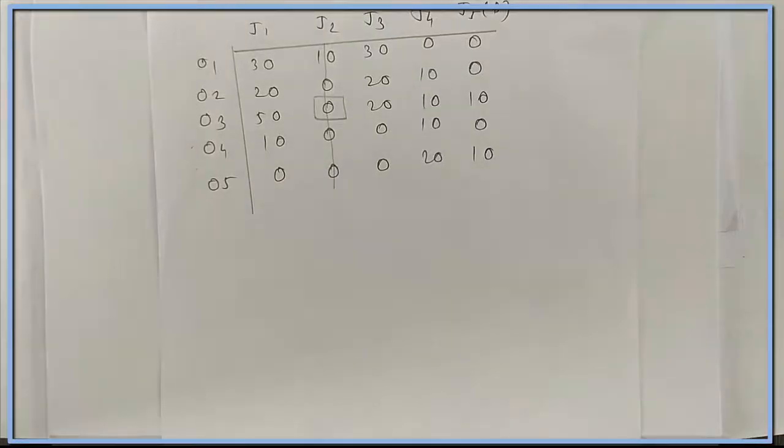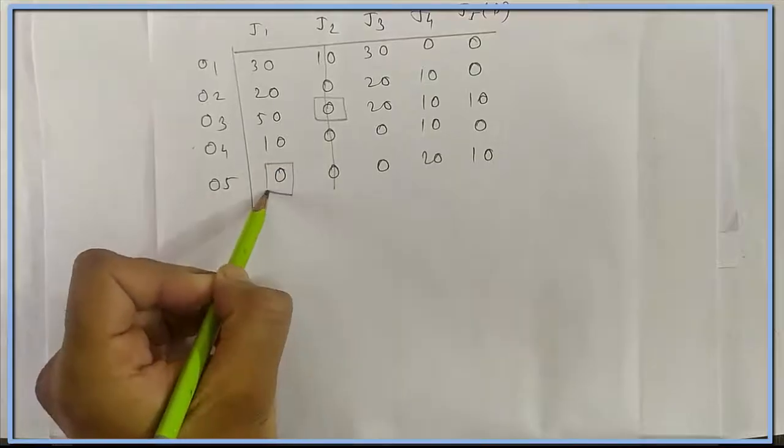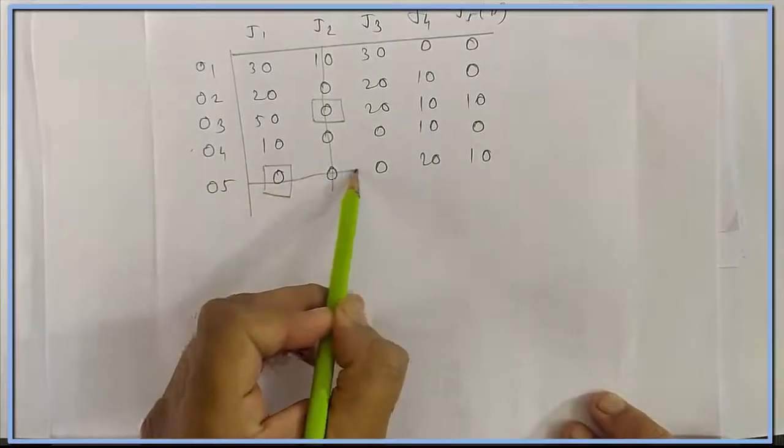After the row scanning, now we will go for the column scanning. For the column scanning, we will start from the first column. If the column contains exactly one 0, then we mark a square around it and draw the horizontal line passing through that 0. Otherwise, we will skip the column. Now look at the first column. In the first column, there is exactly one 0. Mark a square around it and draw the horizontal line.